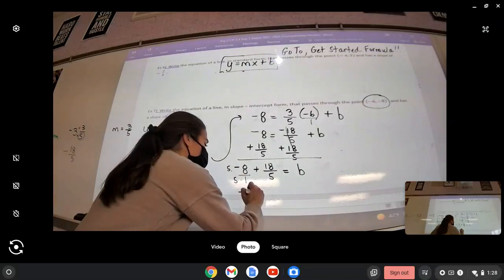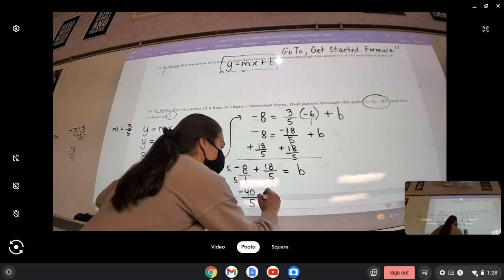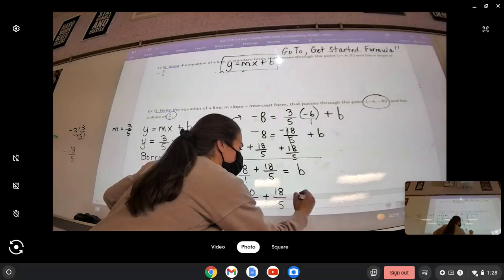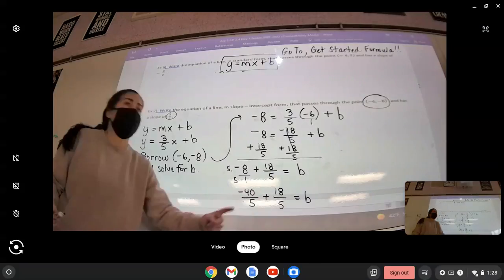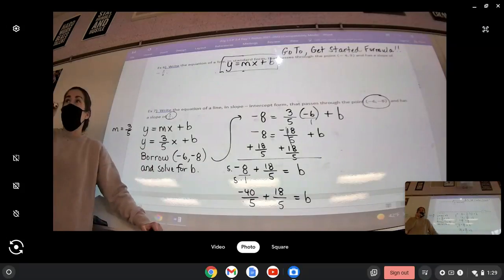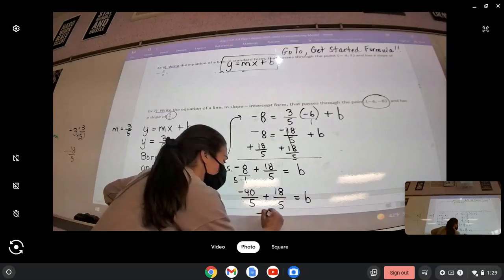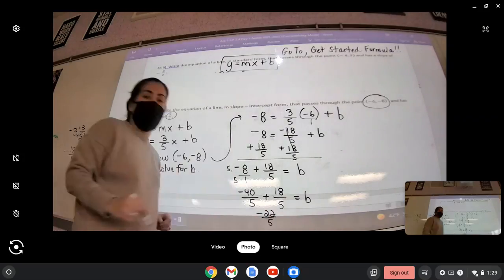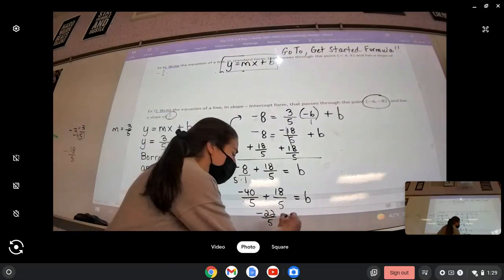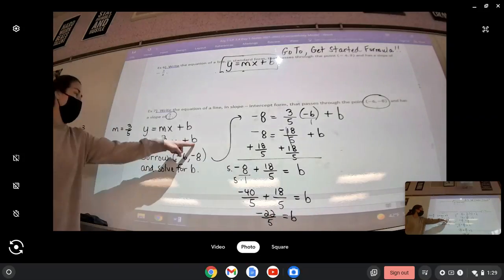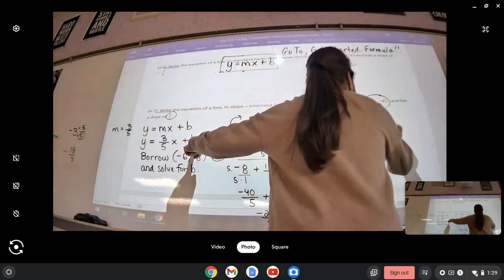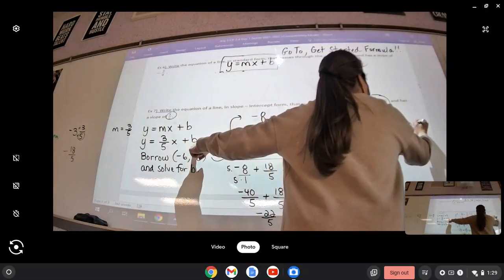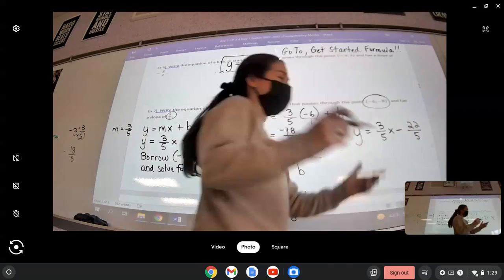So then you get -40/5 plus 18/5. Guys, add your tops. What's -40 plus 18? I saw it on your paper. Some of you have it. -22 over 5. -22/5. That's your b. So put it in right there, and you're done. y equals 3/5 x minus 22/5.